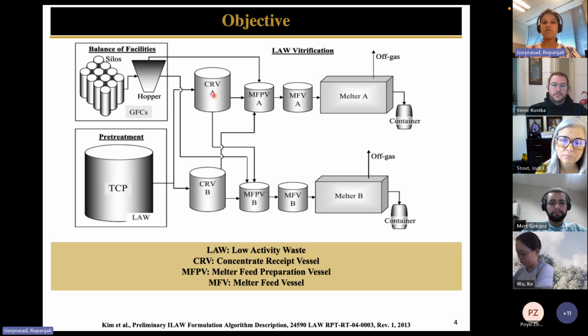So it has gone from a solution phase to now a slurry because it has a lot of solids added to it in the form of these glass forming chemicals, which I'll be referring to as GFCs. And once that slurry is formed, it is then pumped, transferred to another tank, which is the MFV, the melter feed vessel.